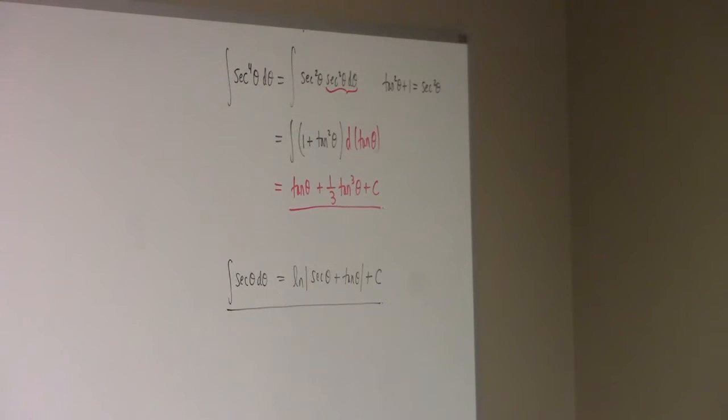Okay, so that said, we can go on and try to integrate the next hard case for secant, which would be secant cubed. All right? Secant cubed theta, how are we going to integrate that?